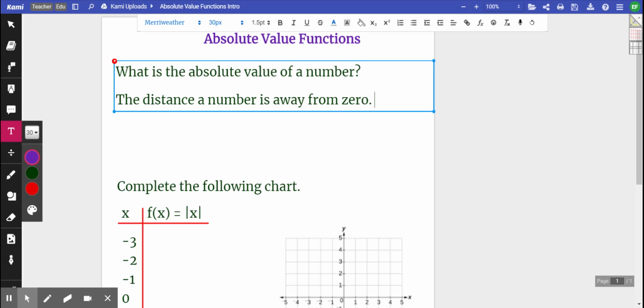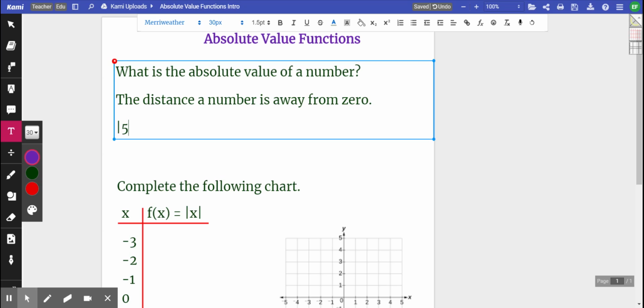And since we're talking about distance, if you remember from geometry, distance is always measured in positive units. So if we go back to that example, the absolute value of 5, well, if we think about our number line, the number 5 is 5 units away from 0. That's why the answer is 5. Similar concept that if I asked you the absolute value of -5, you would also tell me that it is 5, because -5 is, again, 5 units away from 0.